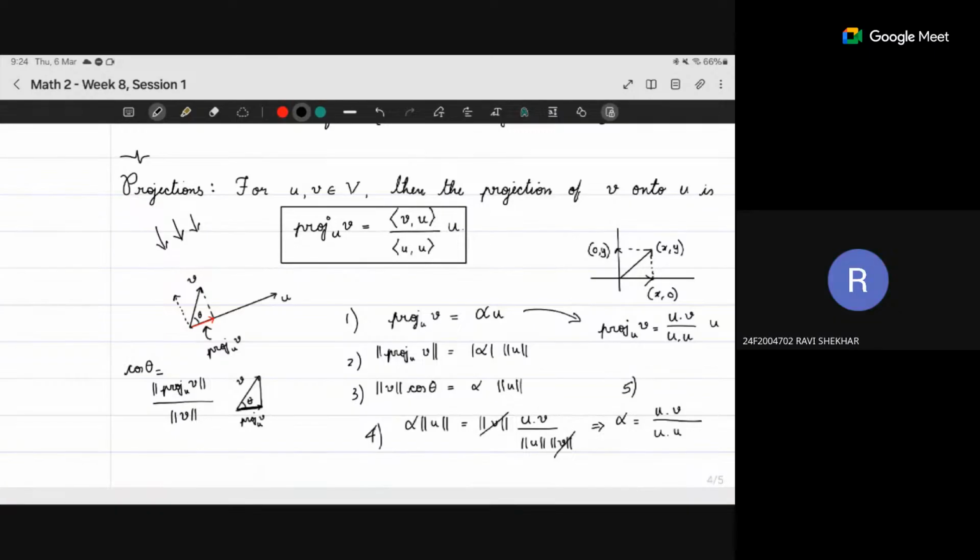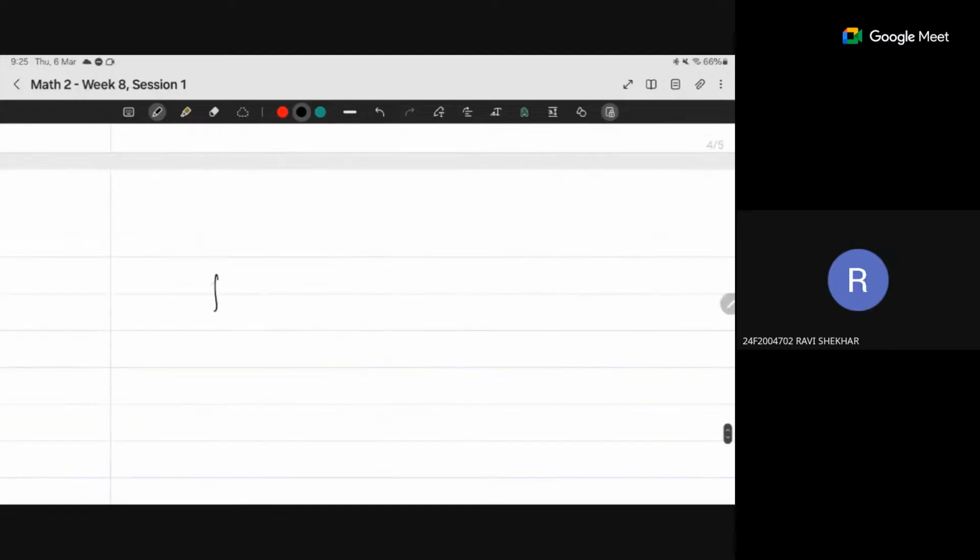The span of u is a one-dimensional subspace, which means all scalar multiples of u. So when I say I have a vector v and a vector u, and I'm projecting it onto this u, it's the same as saying that I'm projecting onto this subspace defined by u.